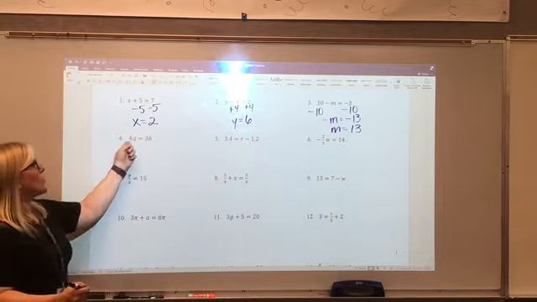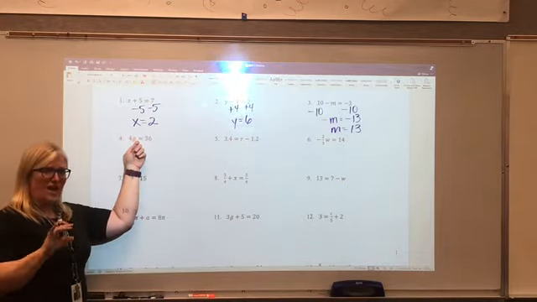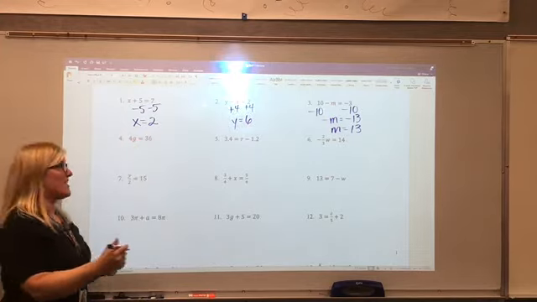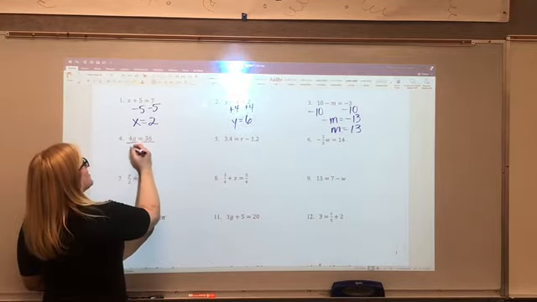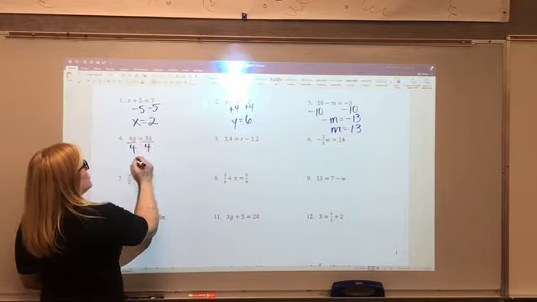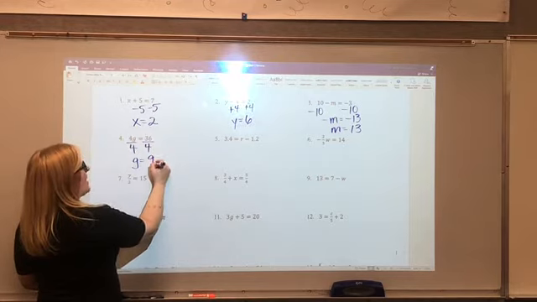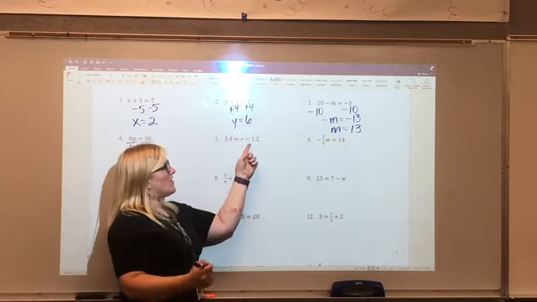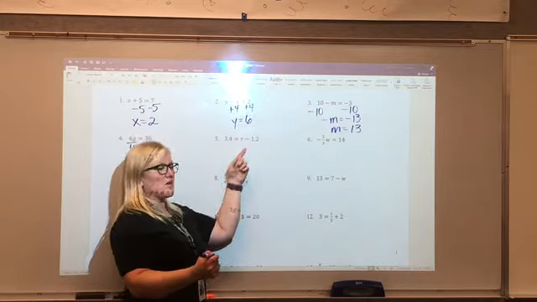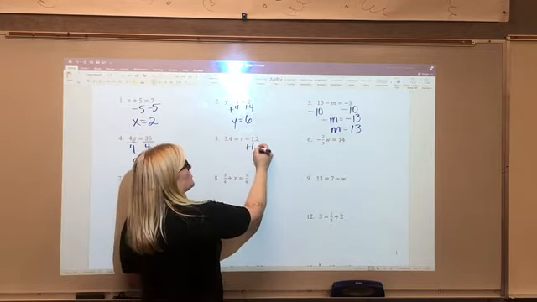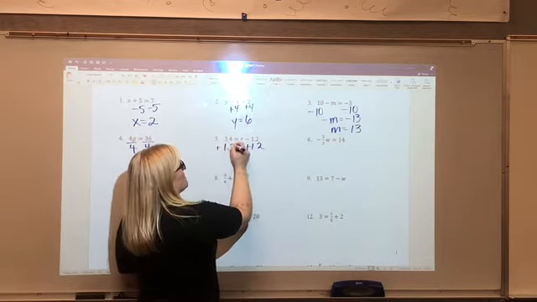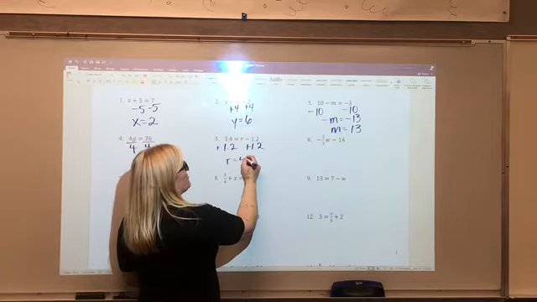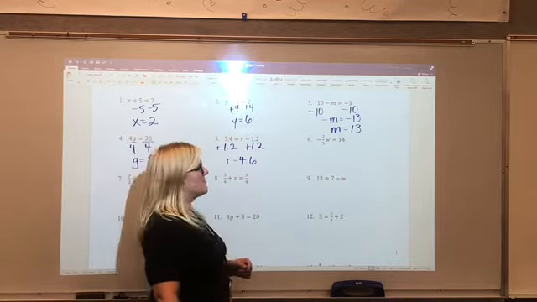Okay, so 4 times g, I undo multiplication by dividing. So I'm going to divide both sides by 4. G equals 9. Right here, I need to get r by itself, so I'm going to add 1.2 to both sides. And I get r equals 4.6.